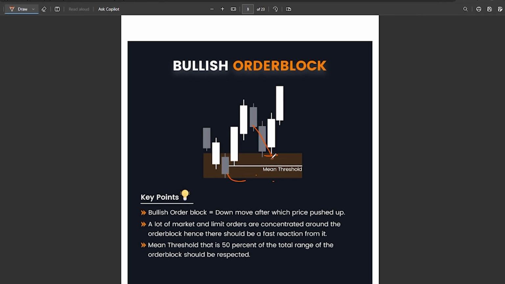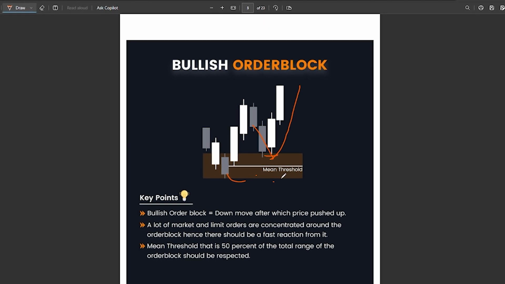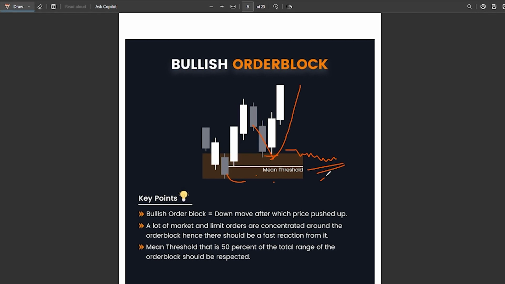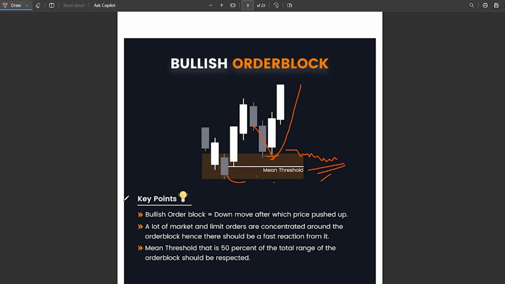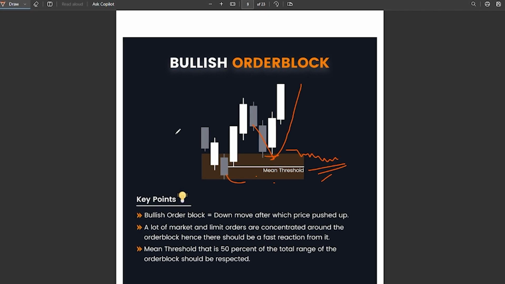So the reaction should be really fast if it is to be a successful reaction. But if the price starts stagnating here, you might as well cut the trade. So this is the order block, bullish order block. You have learned 2 things. Firstly, it is the down candle that caused the up move.